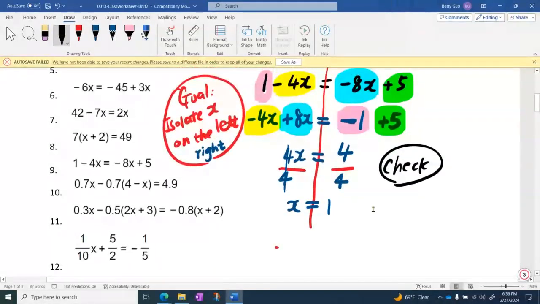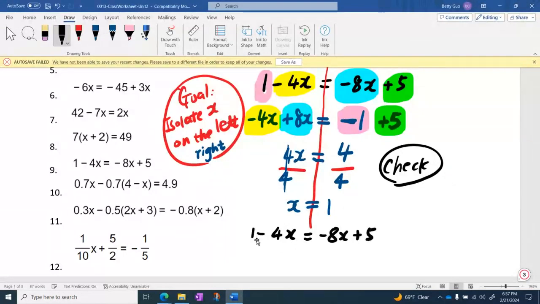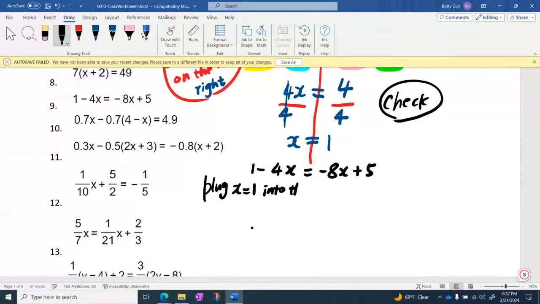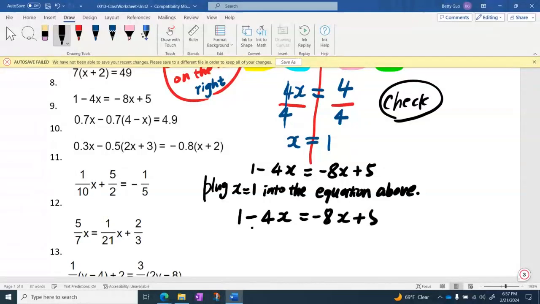So let me check for you, very quick. The equation is 1 minus 4x equals negative 8x plus 5. I'm going to plug in x equals 1. We got a solution x equals 1, and we want to know if it's correct. Plug x equals 1 into the equation above. So this is what I do. 1 minus 4x equals negative 8x plus 5.